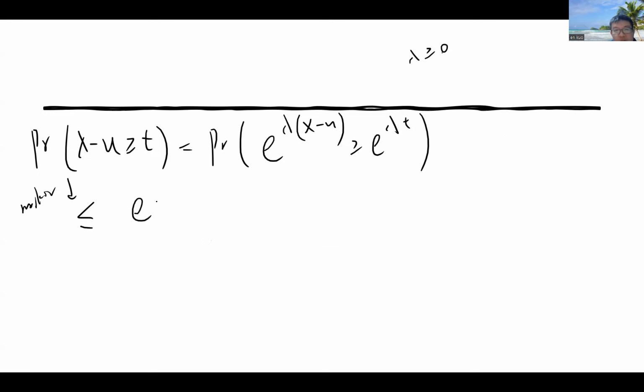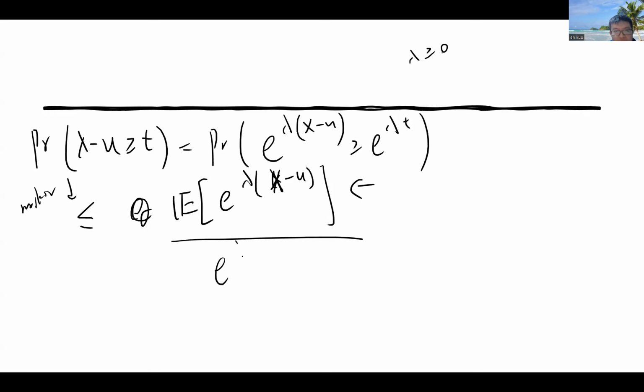you get the exponential of the expectation value of lambda times (x minus mu). So this is basically the moment generating function, divided by the exponential of lambda t. Then you just find the lambda, taking the infimum over lambda greater than 0.